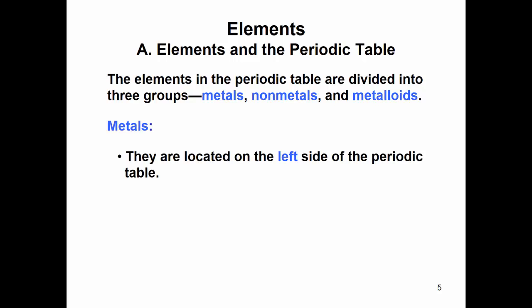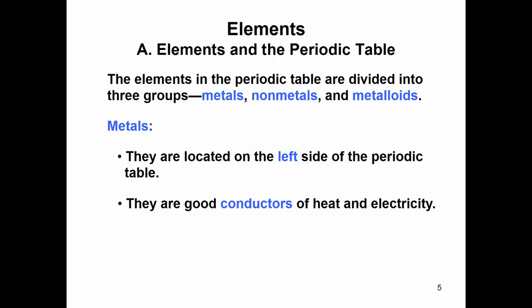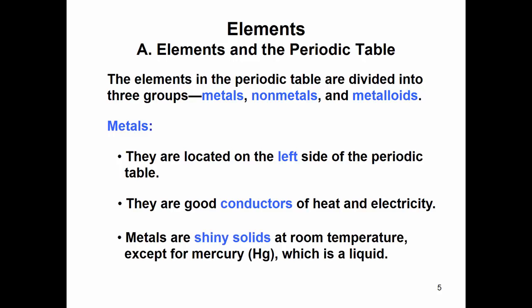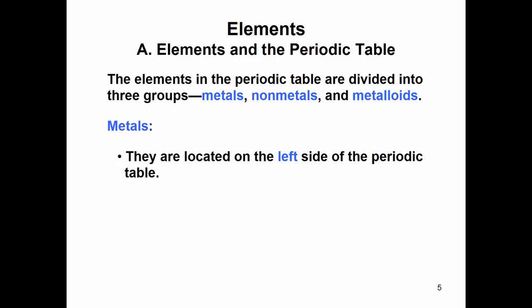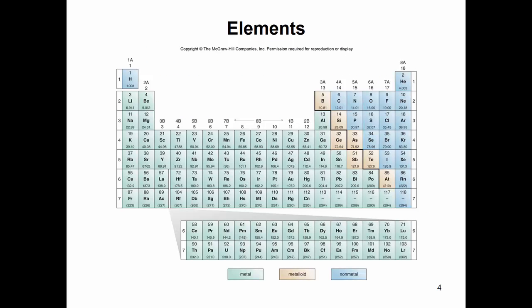Metals are located on the left-hand side of the periodic table, and they account for about 80% of all elements. They are very good conductors of heat and electricity, and they are typically shiny solids at room temperature, except for mercury. It's the only one which is a liquid. So if you look on the periodic table, over here all up to the left in green, those are all considered to be metals.